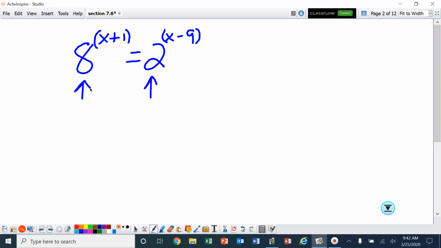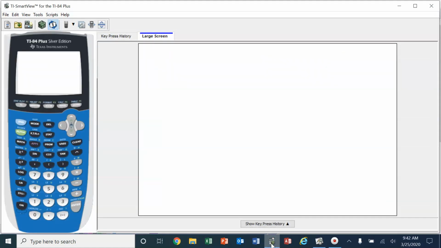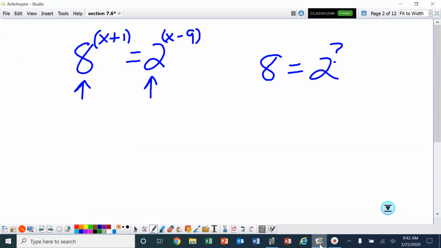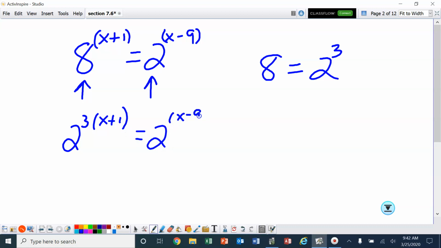What we want to do is break that 8 down so that it has a base of 2. So 2 to what power equals 8? You should know that from all of the math we've been doing. You already know that 2 to the 3rd power is 8. So we want to replace the 8 with 2 to the 3rd power, and then we still have the x plus 1 equals 2 to the x minus 9.